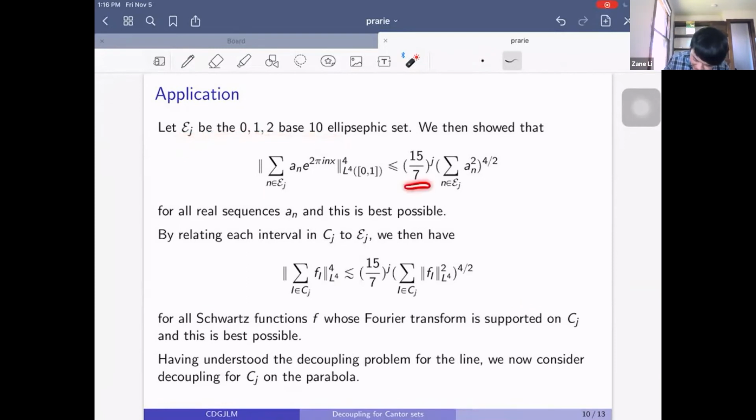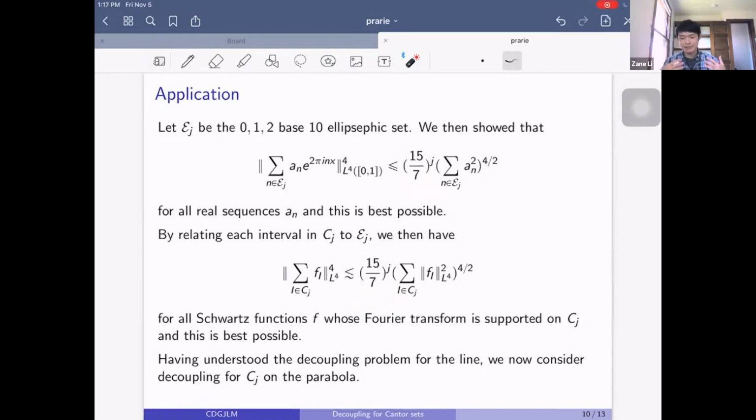We showed that to force square root cancellation in this exponential sum, we must lose the best constant we can put here, so that this is true for all a_n, which is 15 over 7 to the j. And since this discrete restriction problem is equivalent to the decoupling problem, it turns out the best constant we can put here is also 15 over 7 to the j. And this is also best possible, because if there was a better example, then there would be a better example here. So more or less, in this case, we understand the decoupling problem for the line.